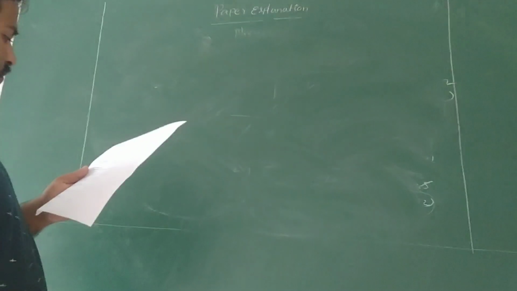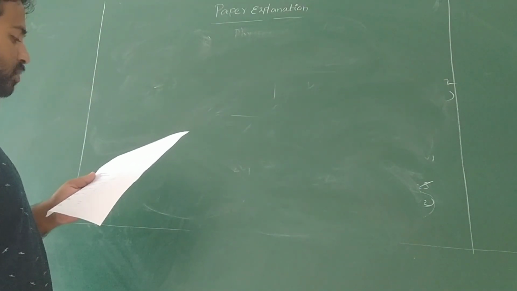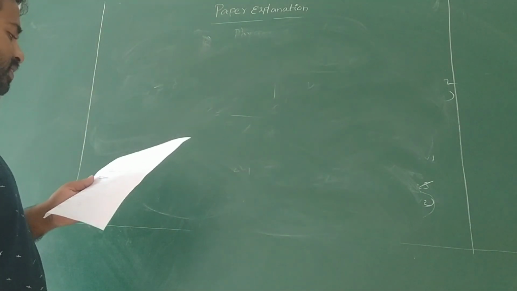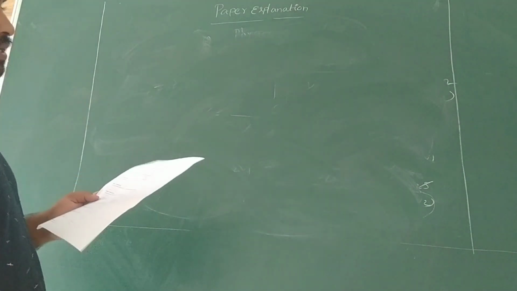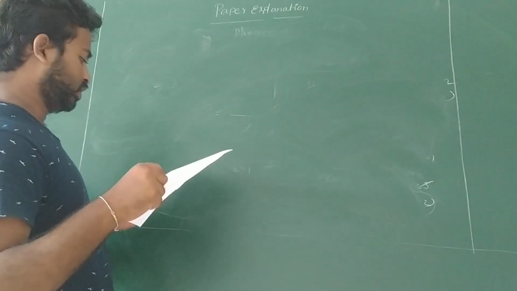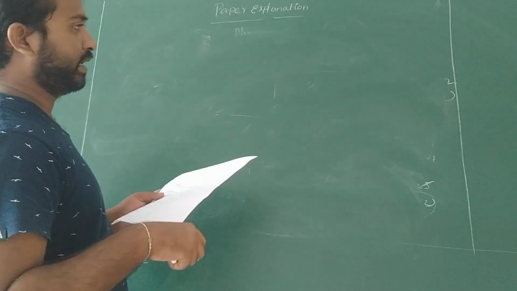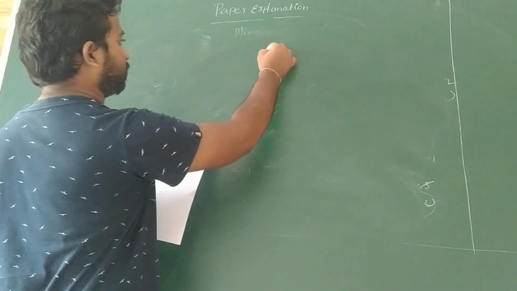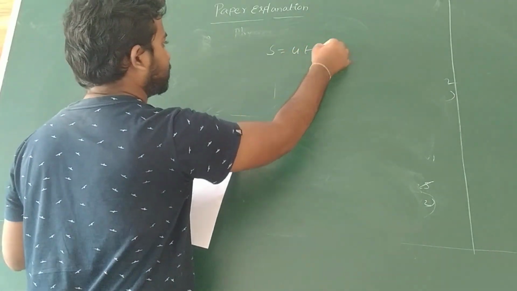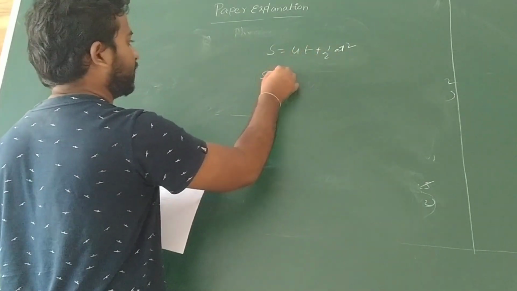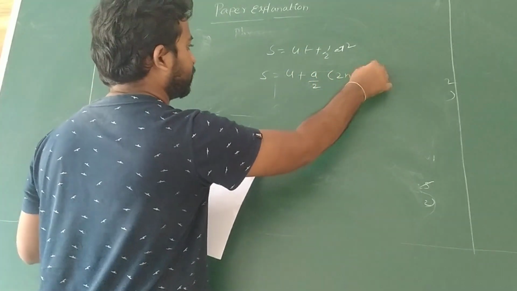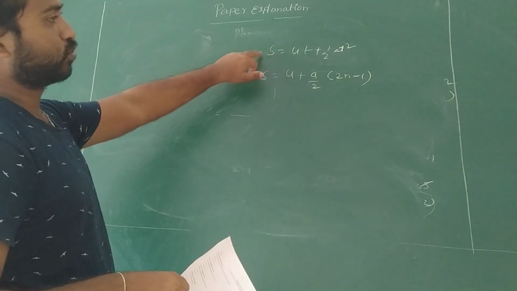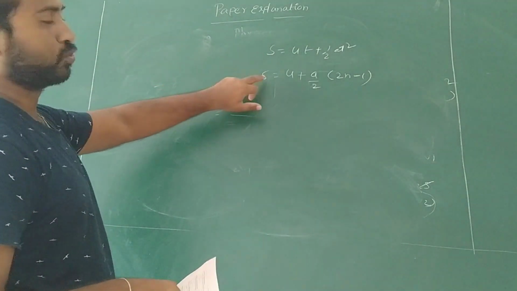A body starting from rest has an acceleration of 20 meter per second squared. All the students are asking me this question, but we discussed this concept also. The distance traveled in the 6th second will be? First, you have to remember the formula, right? Two formulas are given. First, s equals ut plus half at square, and second, s equals u plus a by 2 into (2n minus 1). For n seconds we can choose the first formula, and for the nth second we can choose this formula.